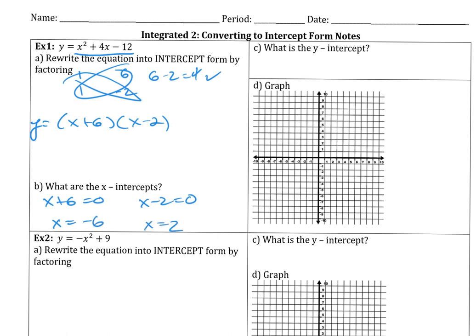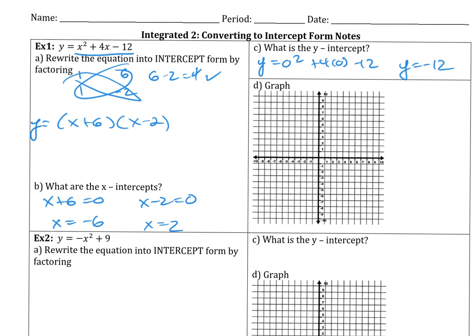When we look for our y-intercept, again, as we discussed in class, it means that x is going to be 0. So I'm going to plug in a 0, and I'm looking at my original equation here. We get 0 squared plus 4 times 0 minus 12, which means that my y-intercept is y is equal to negative 12.